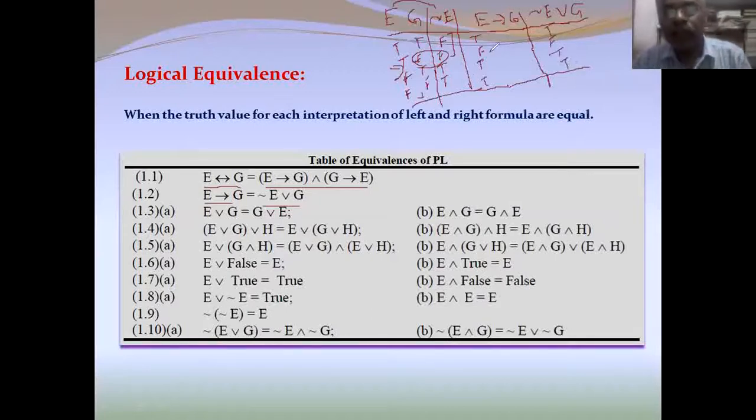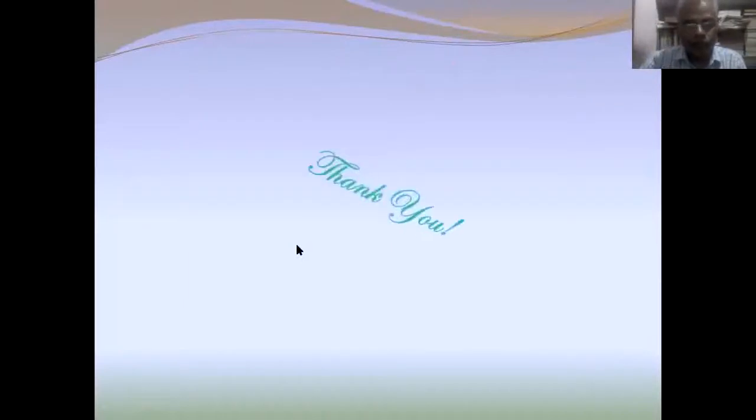You see here, the left hand side formula is equivalent to the right hand side formula, that is E implies G is equal to not E join G, because the truth values of E implies G are equal to the truth values of not E join G. True, true, false, false, true, true. So these two formulas are equivalent. Similarly, all other formulas are equivalent, and it is generally given in a term and examination to prove their equivalence. Thank you.